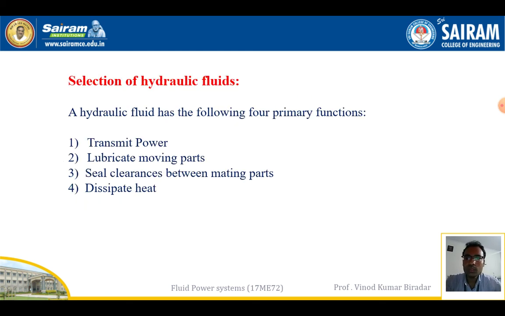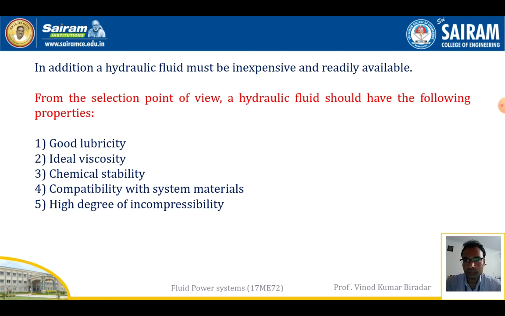Next one is selection of hydraulic fluid. So how to select the hydraulic fluid based on work. Hydraulic fluid has the following four primary functions: to transmit the power, lubricate moving parts, seal clearance between the mating parts, and dissipate the heat. Dissipating the heat is also very important in the hydraulic power system. These are the four main works we can do with the help of fluid. In addition, a hydraulic fluid must be inexpensive and readily available.